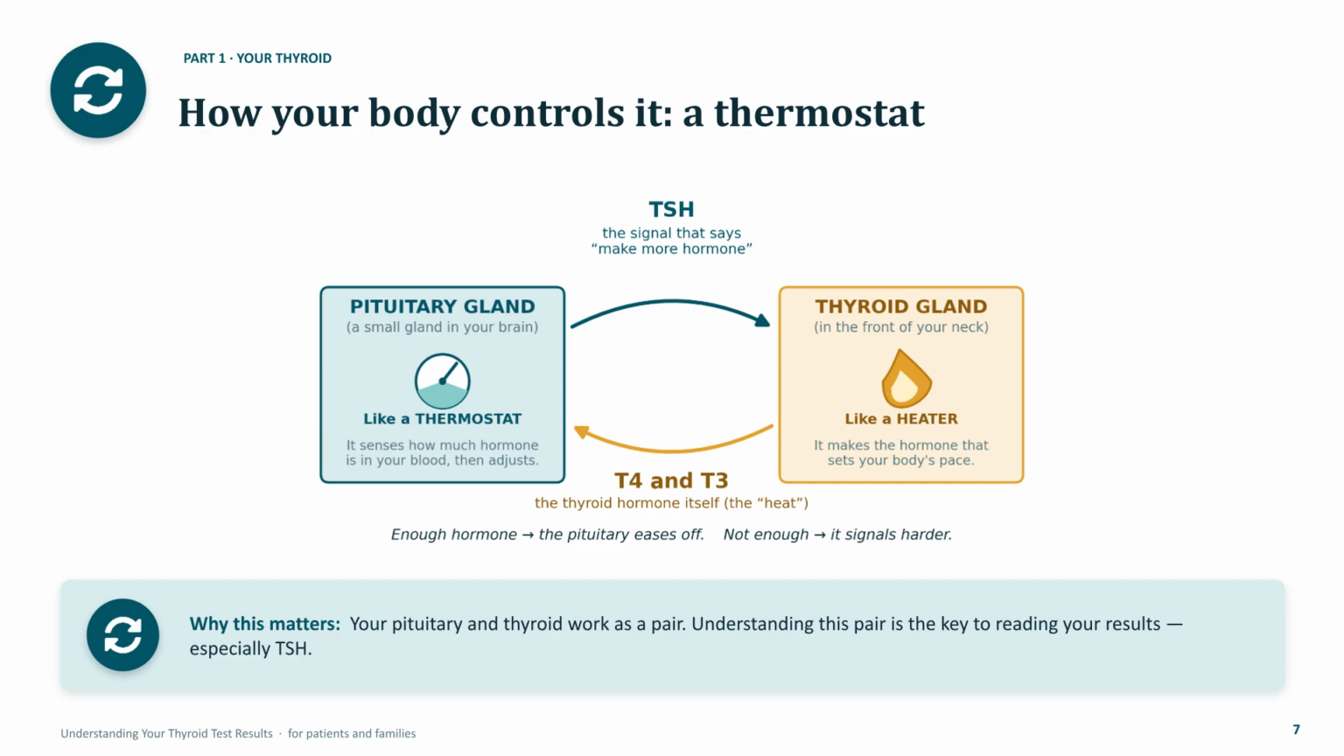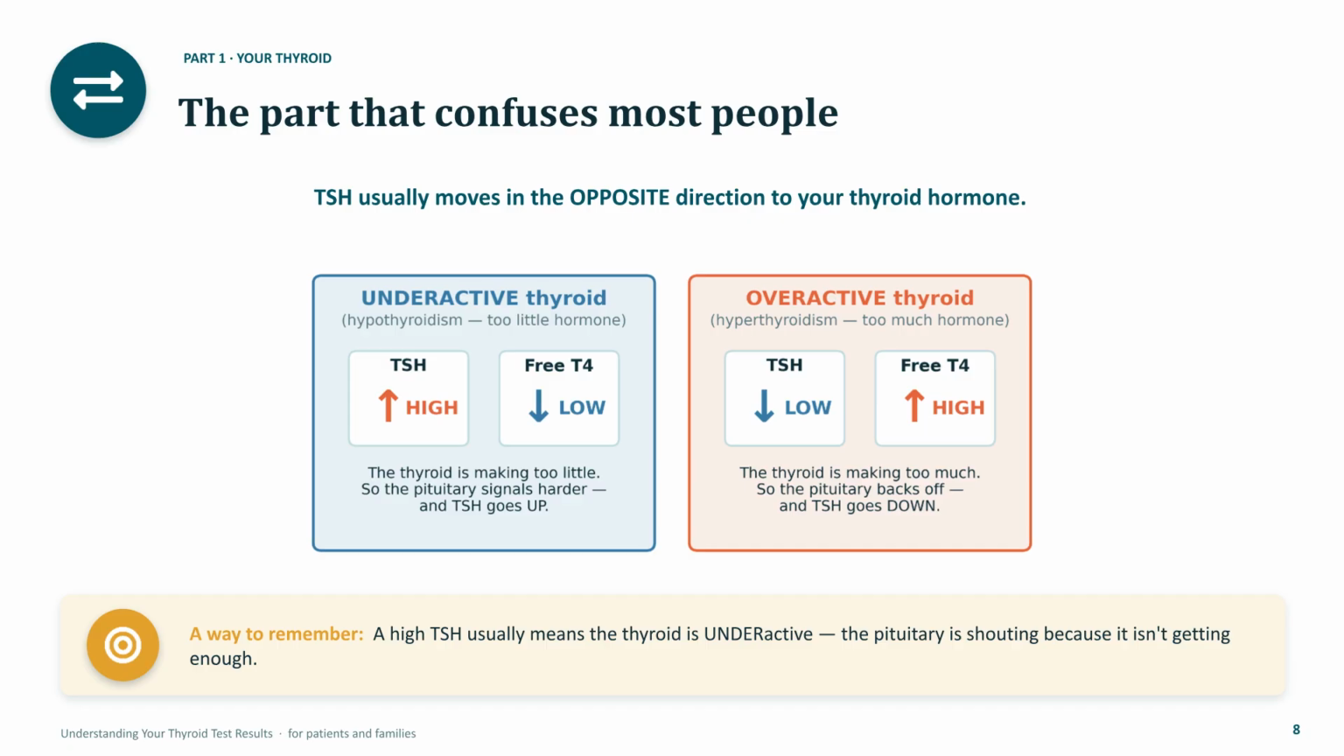Your body controls thyroid hormone levels using a system much like a home thermostat. Your pituitary gland acts as the sensor, and the thyroid gland acts as the heater. If the pituitary senses low hormone levels, it releases TSH, a signal telling the thyroid to work harder. Understanding this relationship is essential to interpreting your result. The most confusing part for many people is that TSH levels move in the opposite direction of thyroid hormone levels. If your thyroid is underactive, the pituitary shouts by raising TSH levels. Conversely, if your thyroid is overactive, the pituitary backs off and TSH levels drop.